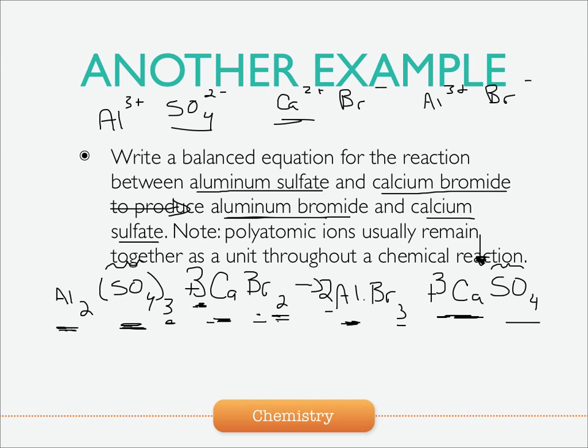When you're all done, you can always go back and double check, because sometimes you change things. So I've got 2 aluminums. If I want to be specific, I've got 3 sulfurs, 3 sulfurs, 12 oxygens, 12 oxygens, or I could have just said I've got 3 sulfates and 3 sulfates. I've got 3 calciums, 6 bromine, 6 bromine.